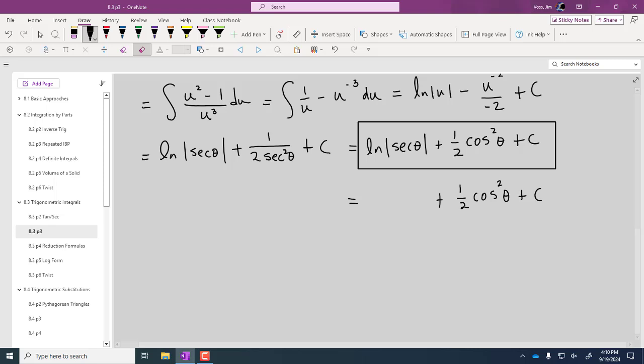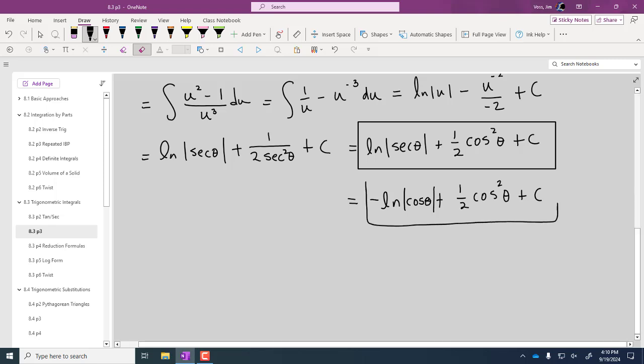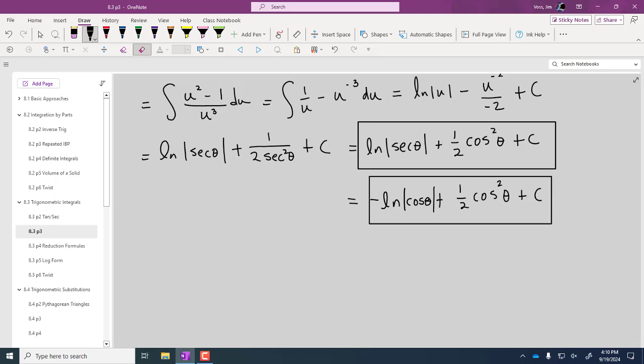And natural log of 1 is, so we'd have minus natural log of cosine. Listen, I combined it with this. Oops, that's a theta. Because secant is 1 over cosine. So log of a fraction is log of the numerator minus log of the denominator. The natural log of 1 is 0.